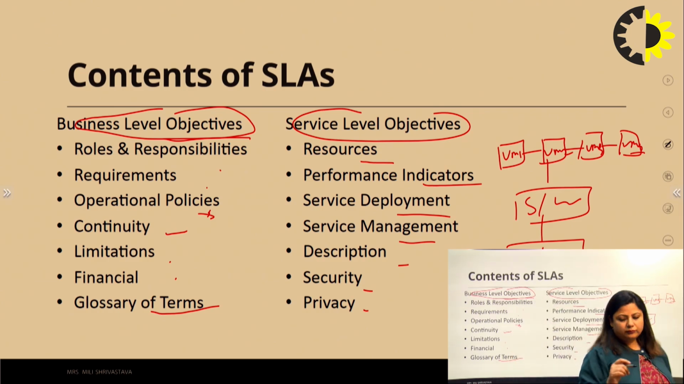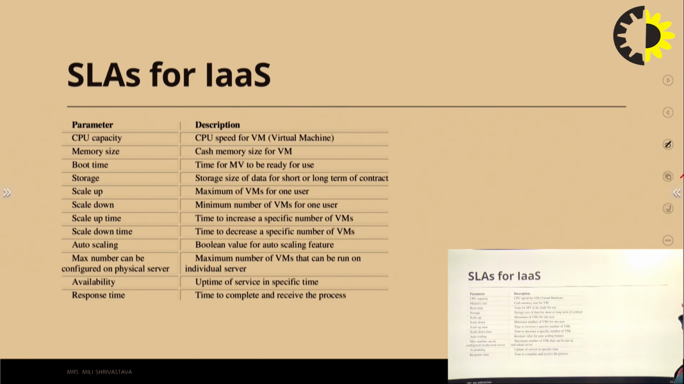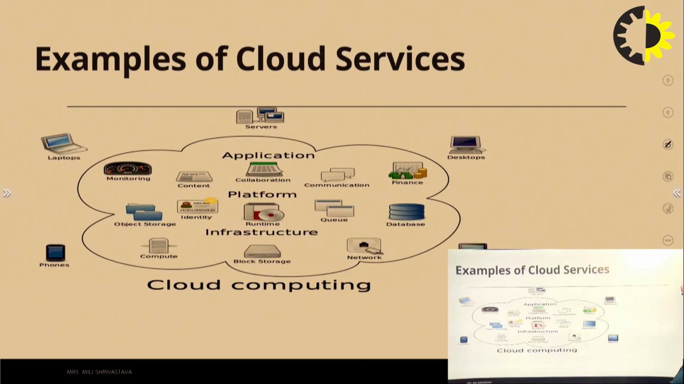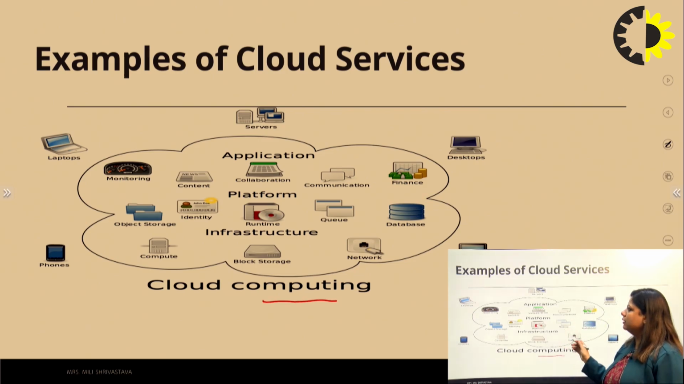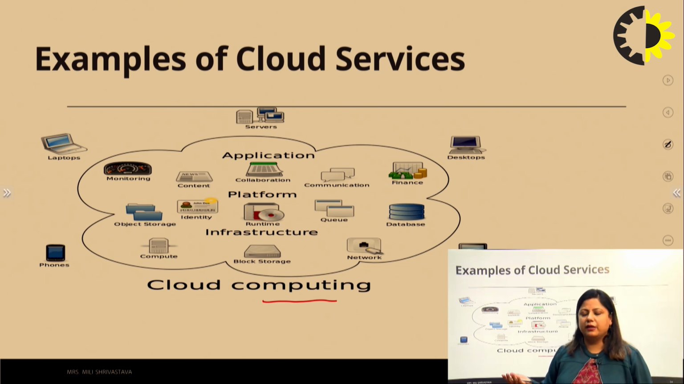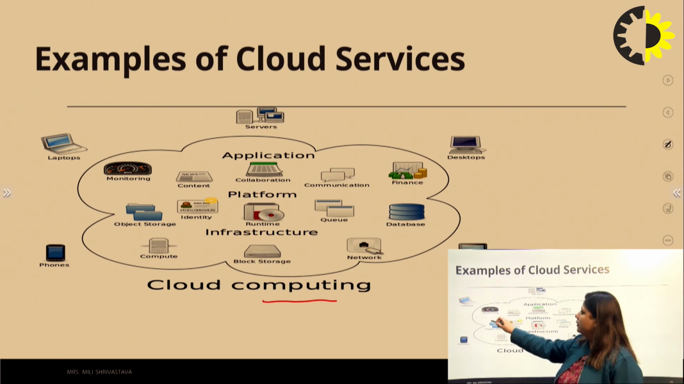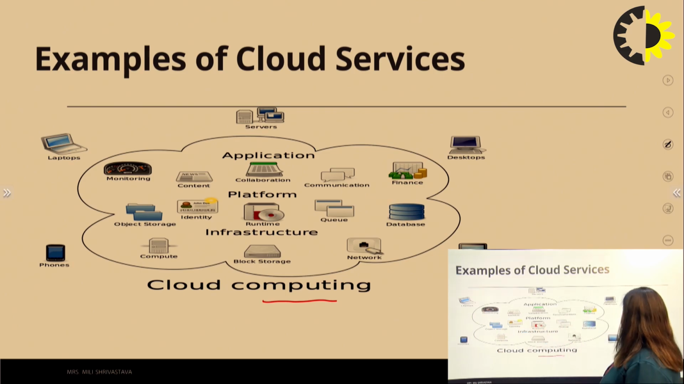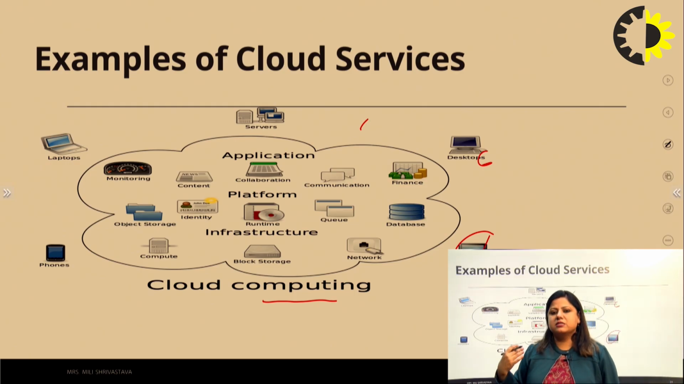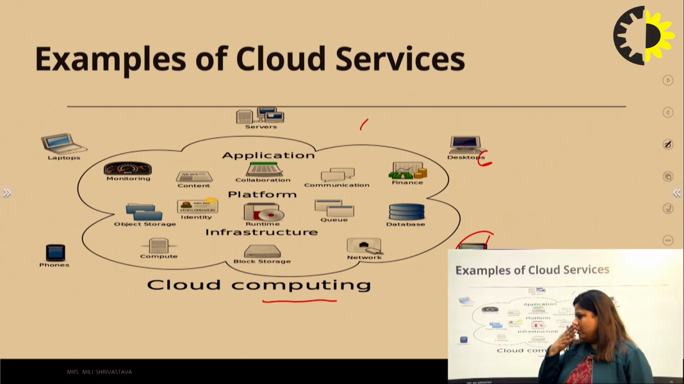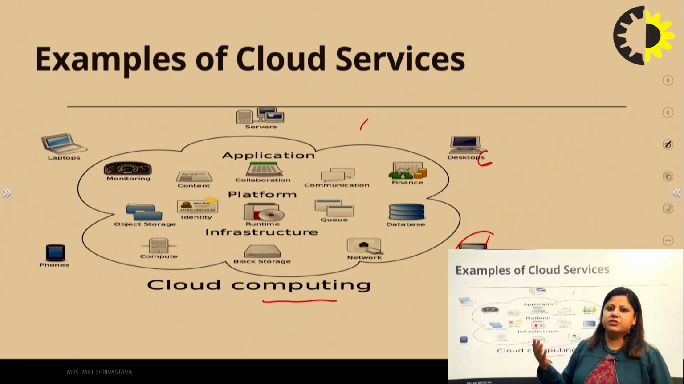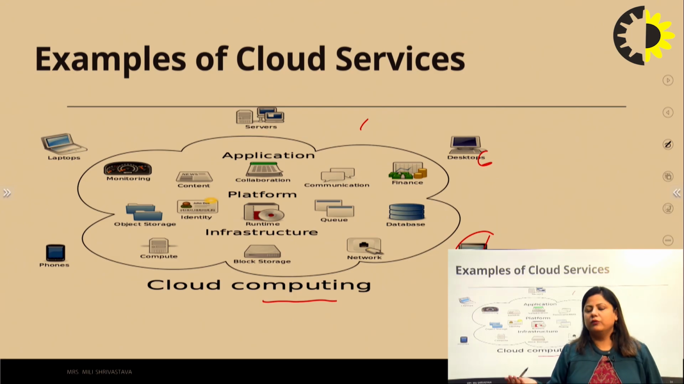Now, there are some examples of cloud services like application, platform, infrastructure and cloud computing. These are some cloud services which are provided by cloud providers. And laptops, phones, tablets, desktops, servers are basically hardware, or we can say platforms by which we can use the services of cloud computing.